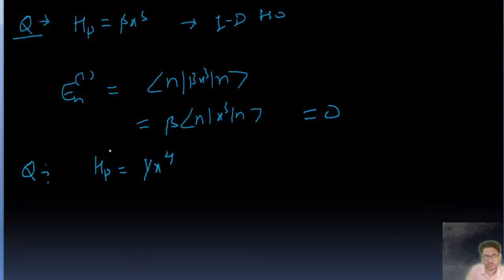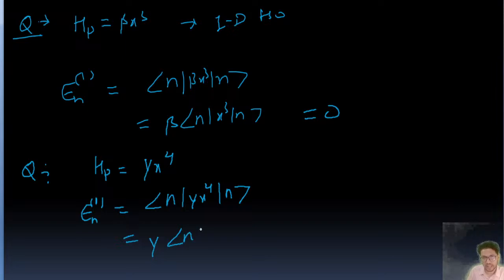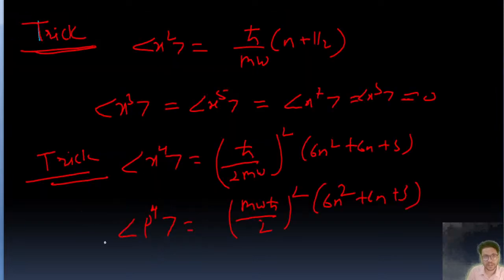Next question, with x to the power 4: you need to find the first order correction of the ground state energy of the 1D harmonic oscillator. Very simple, right? En1, the first order correction in the ground state, is going to be the expectation value of gamma x to the power 4. We can take gamma outside. Now we know the expectation value of x4, you just need to note this formula.